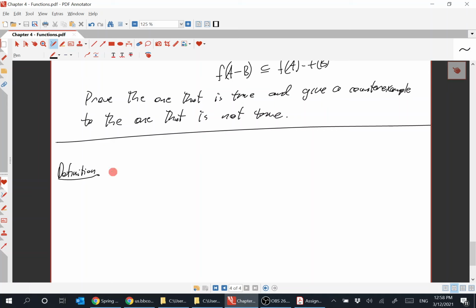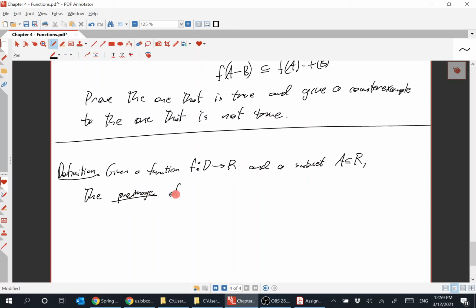So anyway, given a function f from domain to range, and a subset A of the range, the preimage of A is denoted this way. Please don't say f inverse. This is the notation that's used, but it doesn't mean inverse function.